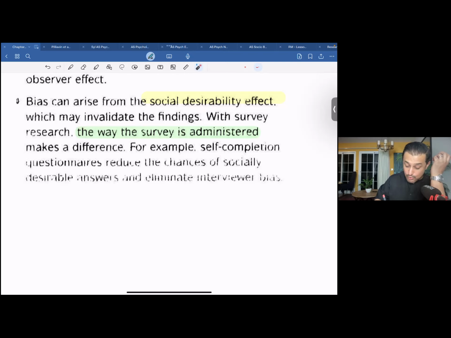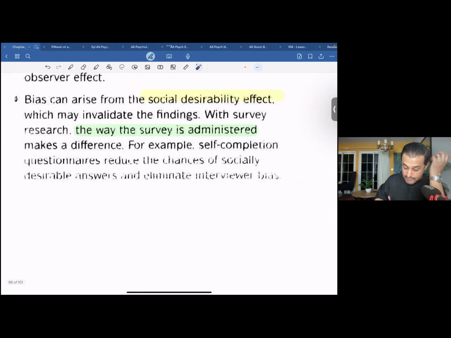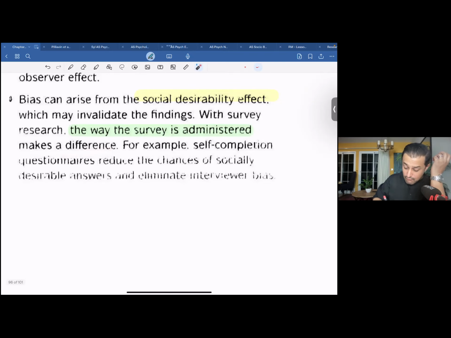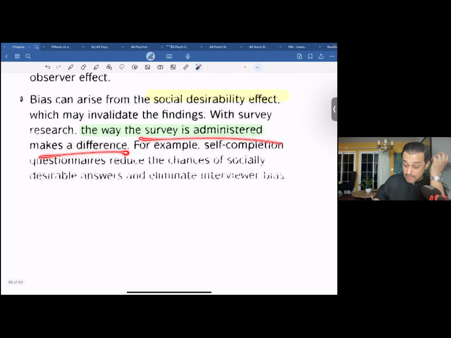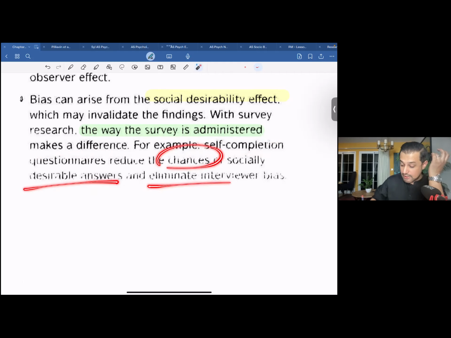With survey research, the way the survey is administered makes a difference. For this, we need to know what the word survey means. When we use the word survey, we're typically referring to the usage of a questionnaire or an interview. For example, self-completion questionnaires reduce the chances of socially desirable answers and eliminate interviewer bias.